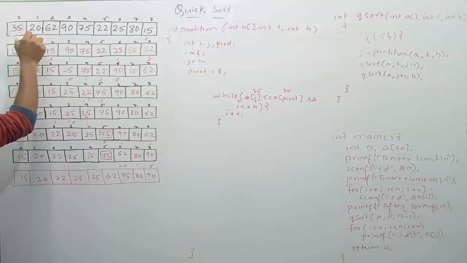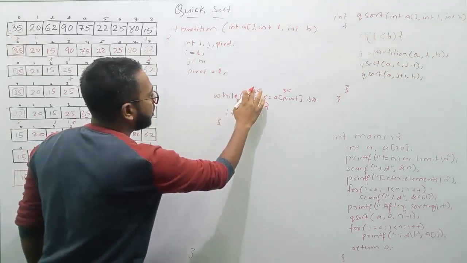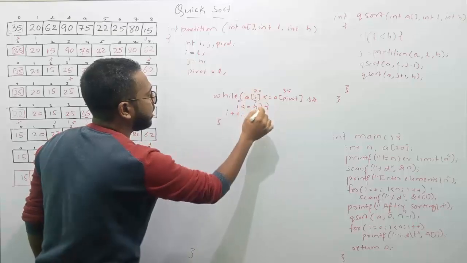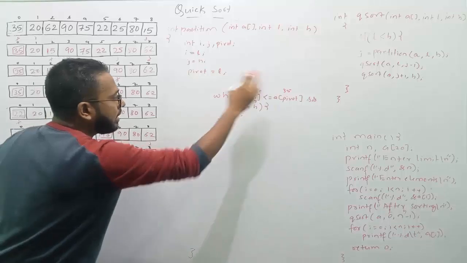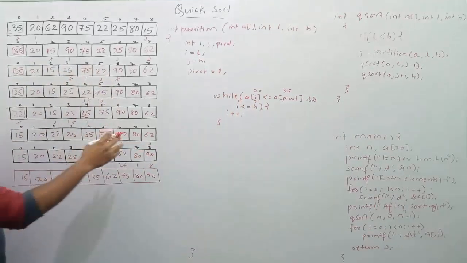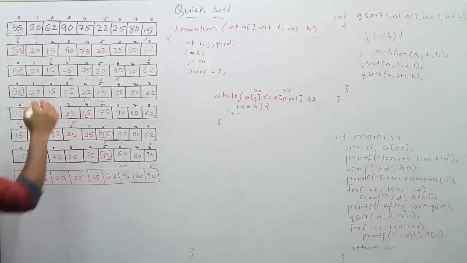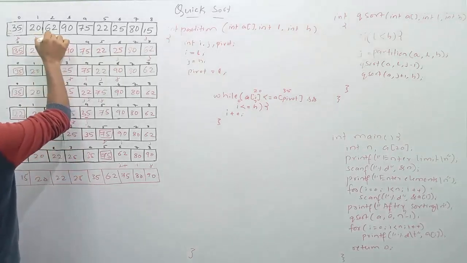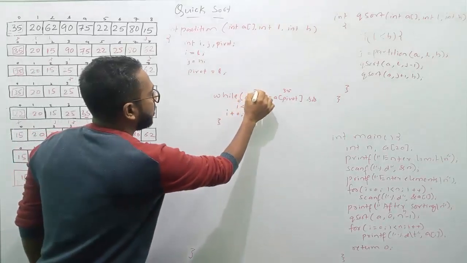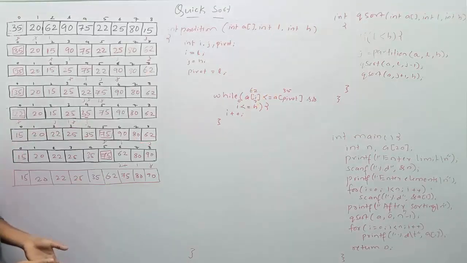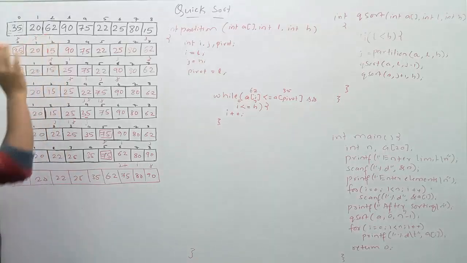Now I comes here. Again I need to check for this value. Array of I now becomes 20 and array of pivot will be the same as it is. So 20 is lesser than or equals to 35 and 0 is less than or equals to 8. Both of these conditions become true. That's why we need to increment I. Now I comes here. Next, now I becomes 62. Now the condition becomes false. That's why I will be kept there itself.